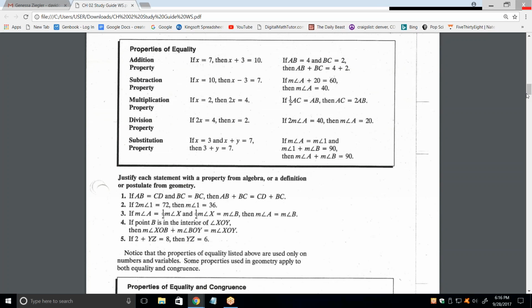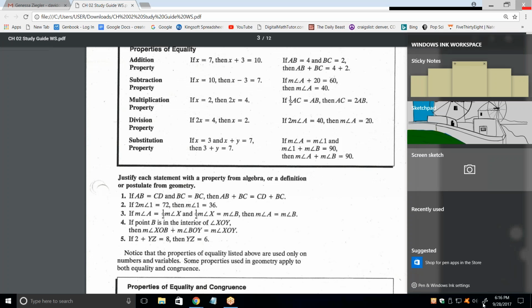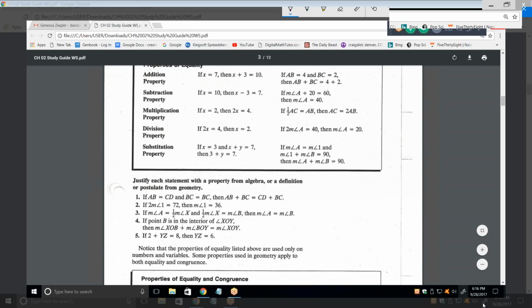All right, number 4. If point B is in the interior of that triangle, then the measurement of XOB plus BOY equals the measurement of XOY. Now, it's hard to figure out what they're talking about, for me, unless I draw a picture. So let's start by drawing a triangle that is XOY. And if point B is in the interior of that, there's a point B.